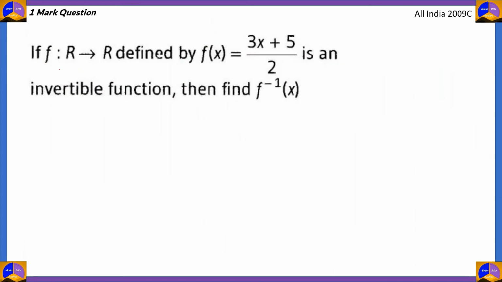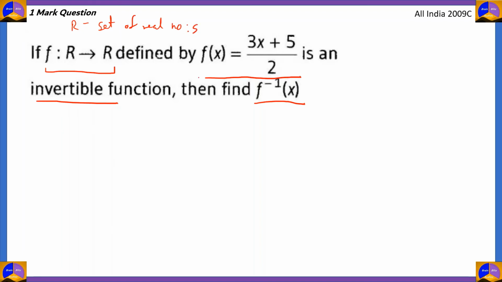Our next question. If f is a function from real numbers, so f is from R to R, and it is defined as f of x is equal to (3x plus 5) by 2. And this function is invertible. Then we are asked to find f inverse of x. So the function has its domain and range as the set of real numbers. R is set of real numbers.